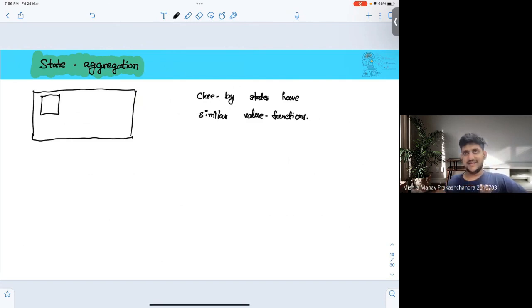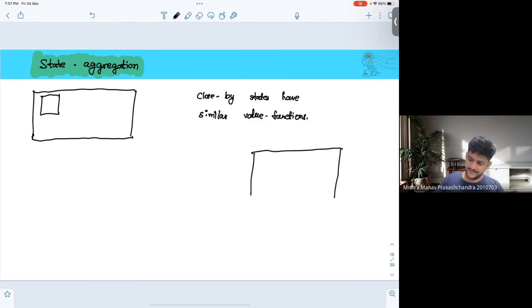This can be done for a continuous space and for a discrete space. So for a discrete space, this can be done in such a fashion. Let's say I have a big grid world. Close by grids would have the same value functions in such cases. Now let's say I want to go to a continuous space, right? So there, this part.